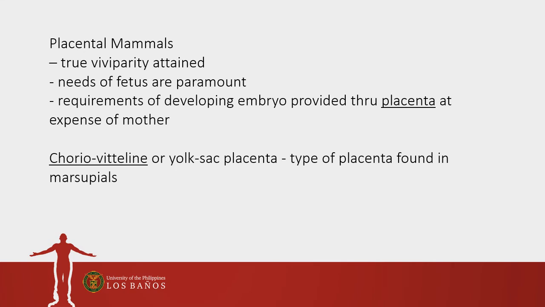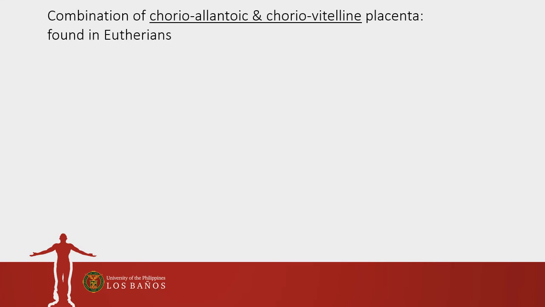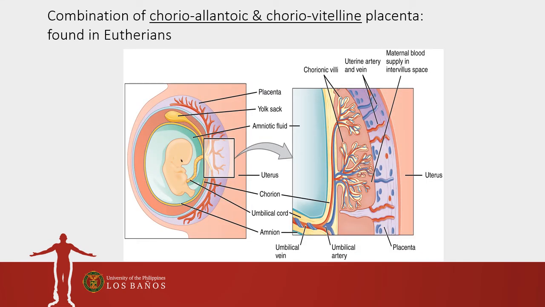Both marsupials and eutherians have a placenta, but of considerably different structure. In marsupials, 2 extraembryonic structures, the yolk sac and the chorion, fuse through part of their extent to form the choriovitelline placenta. In eutherians, the allantois and chorion fuse to form the chorioallantoic placenta.